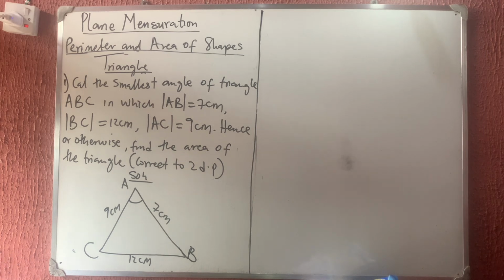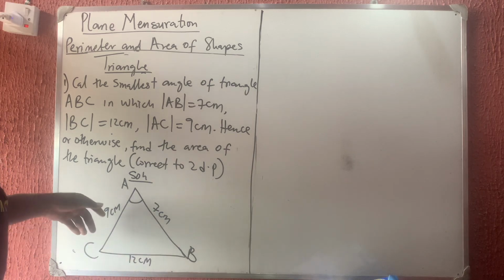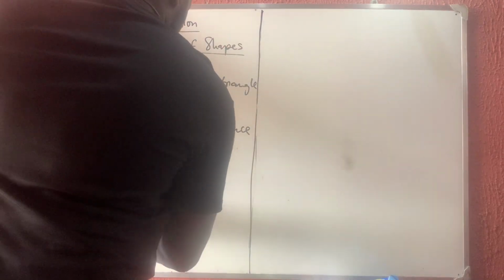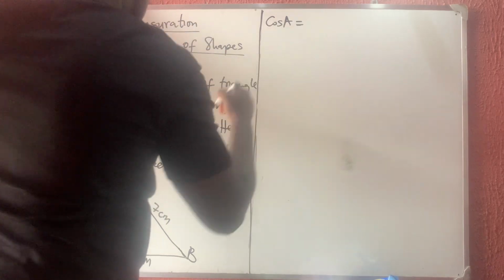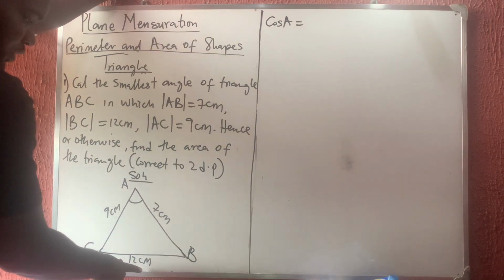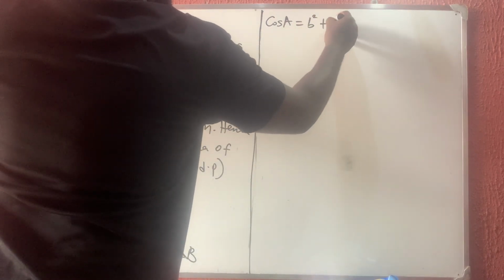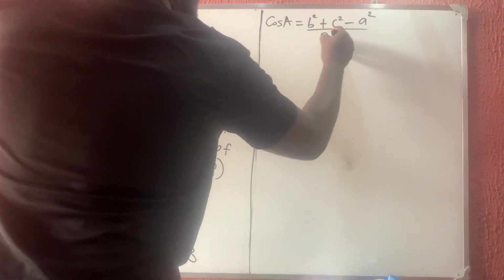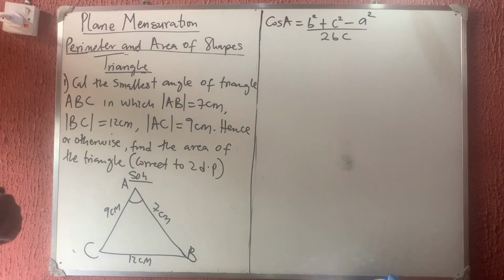So what do we do now? Anytime you are given three sides and you're asked to find an angle, then you're going to use cosine rule. Cosine rule says that cos A is equal to, you start from the other side. You're not going to start from the small a, so you're going to start from B. So you say B squared plus C squared minus A squared, all over 2BC. So that is the formula. You need to know it.